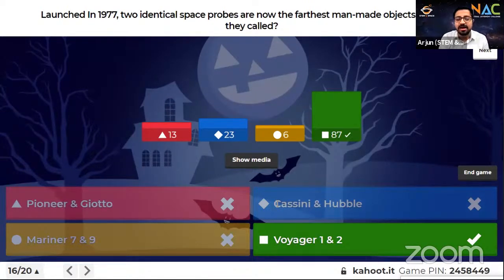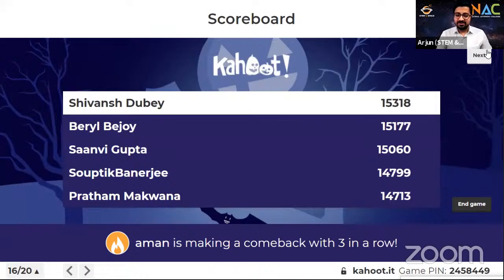Now, all those who said Cassini and Hubble, basically, Hubble is still orbiting our Earth, so there is no way Hubble has left our solar system, right? So it automatically checks out that answer. Let's take a look at the scoreboard and see, has it changed? No one is now willing to trade their position, but I can tell you that the competition is very close. There is almost a 100 point gap between all these students, right? So Aman is making a comeback now. Great job, Aman. Keep it up.